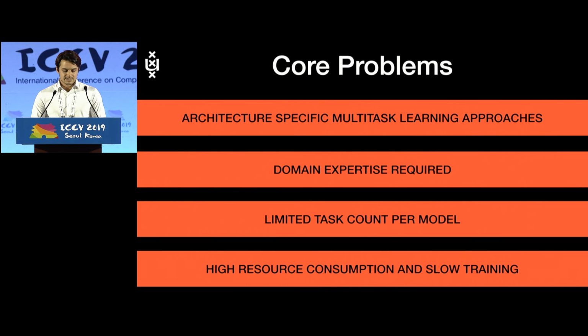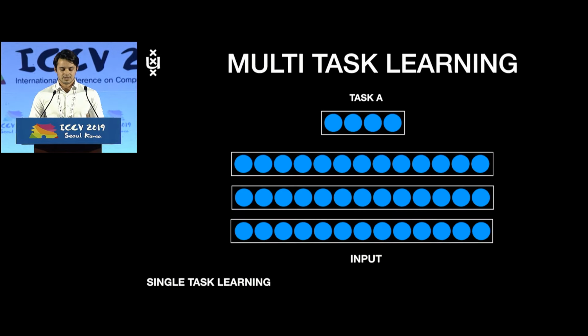Last but not least, there is an issue with resource consumption in multitask learning models. For example, with some soft sharing approaches, we need to instantiate as many models as there are tasks, so this quickly becomes infeasible in memory.